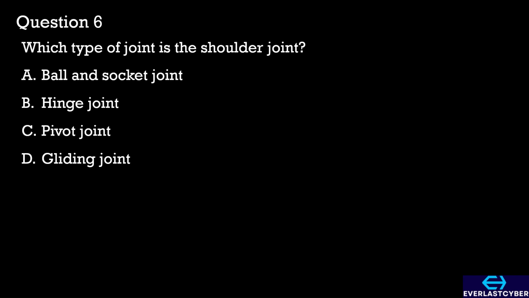Question 6. Which type of joint is the shoulder joint? A. Ball and socket joint. B. Hinge joint. C. Pivot joint. D. Gliding joint.